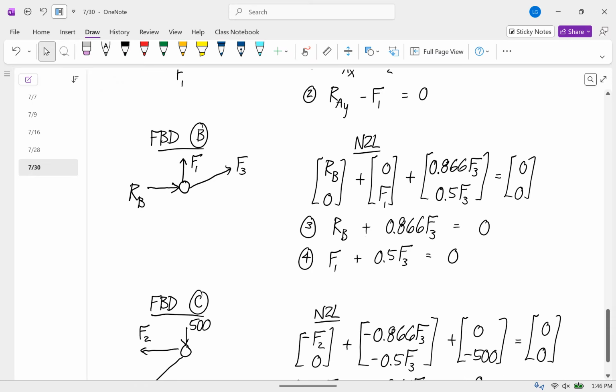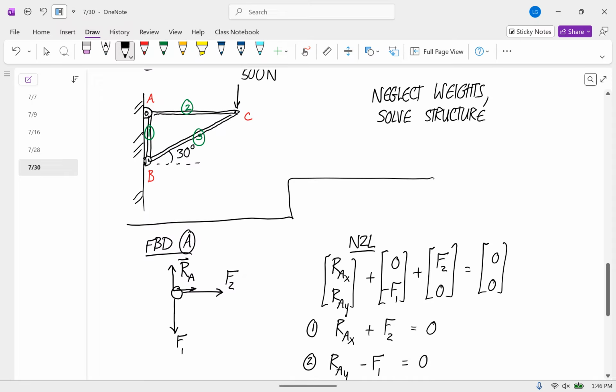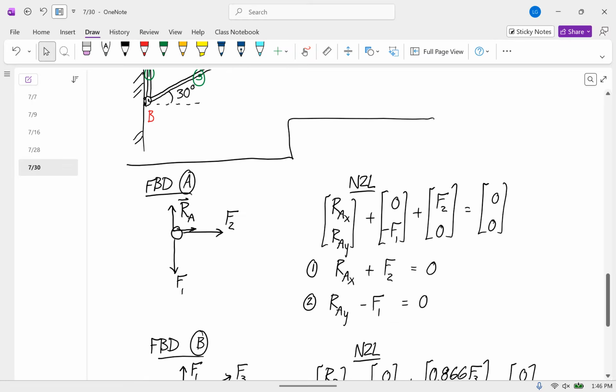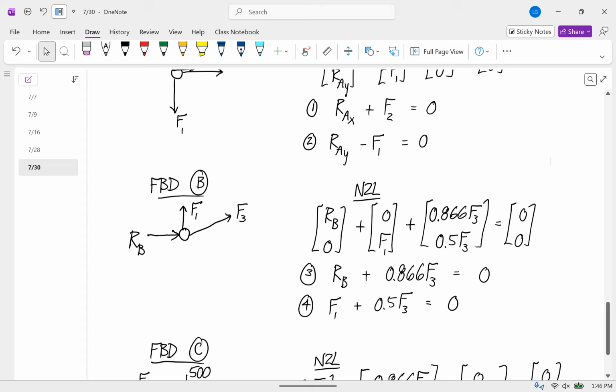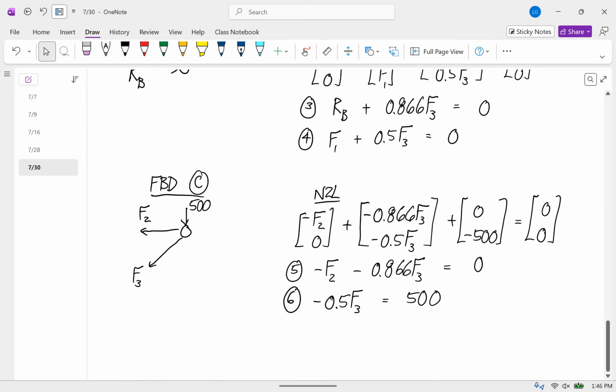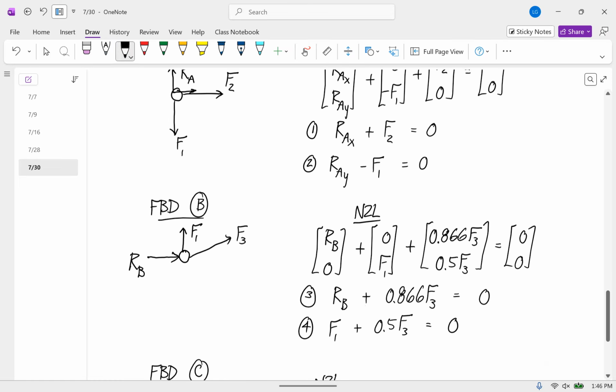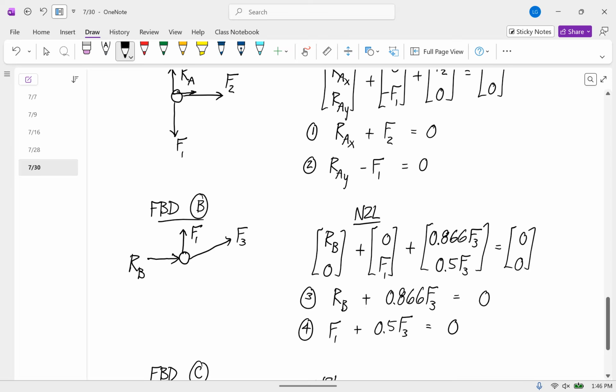Well, one more thing, if all we want is the external loads on the bodies, notice that our equations 1 and 2 introduce 2 variables that we're not interested in. They don't show up anywhere else, that RAX and RAY, they don't show up in equations 3 through 6. So in fact, we could throw away equations 1 and 2 and just solve this as a system of 4 equations for 4 variables.